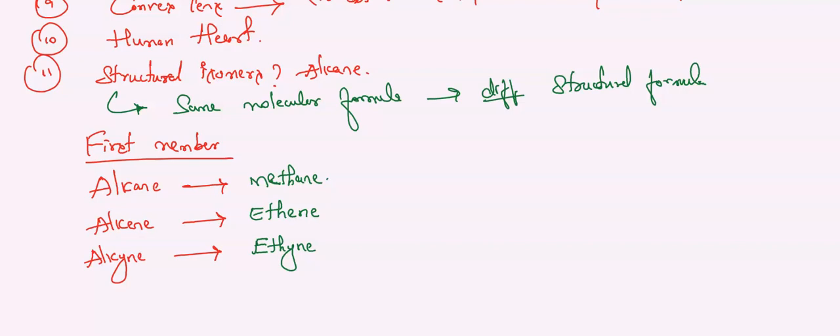Which is the first member of the alkane group? Which is the first member of the alkene group? Which is the first member of the alkyne group? Ethyne. Very good. Next question.